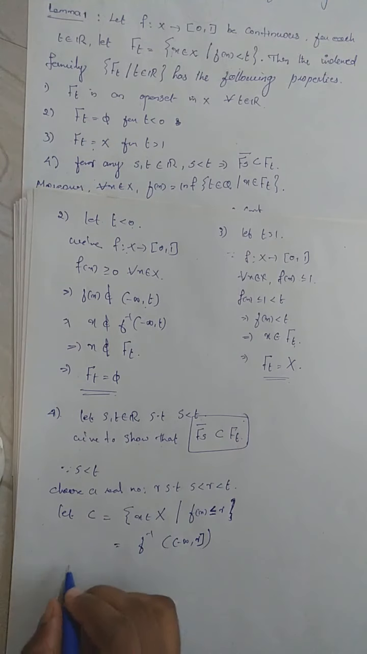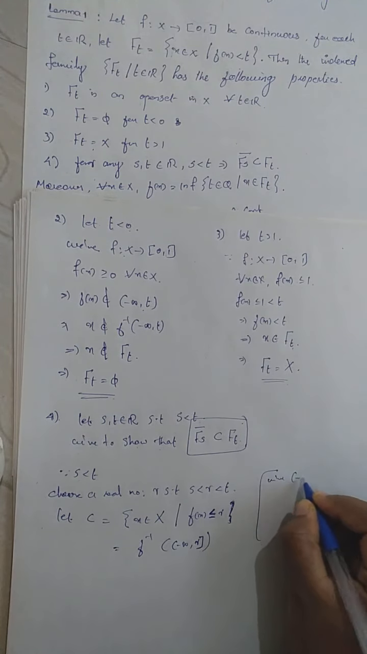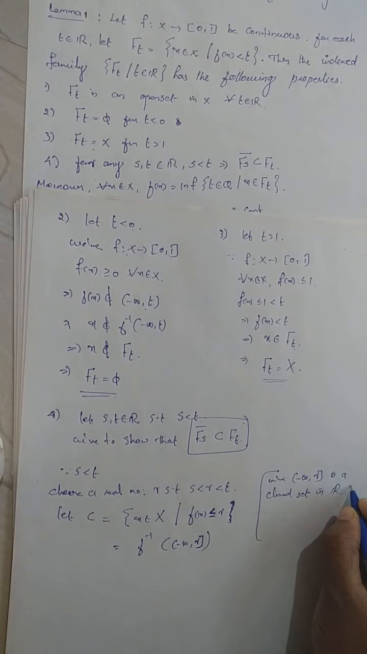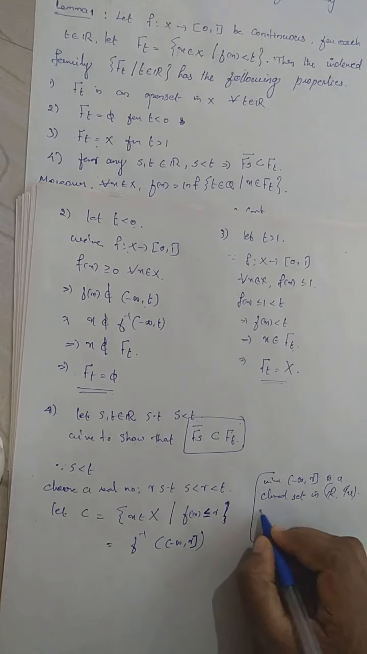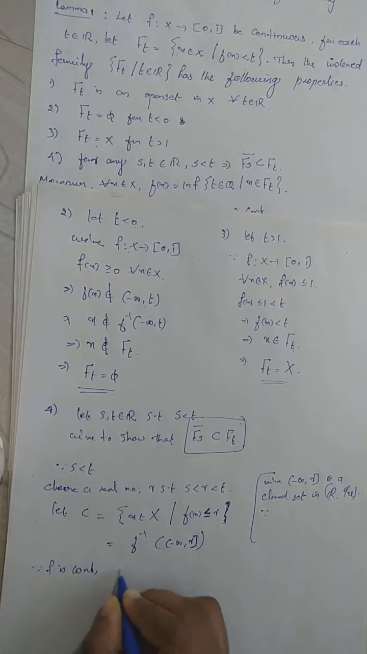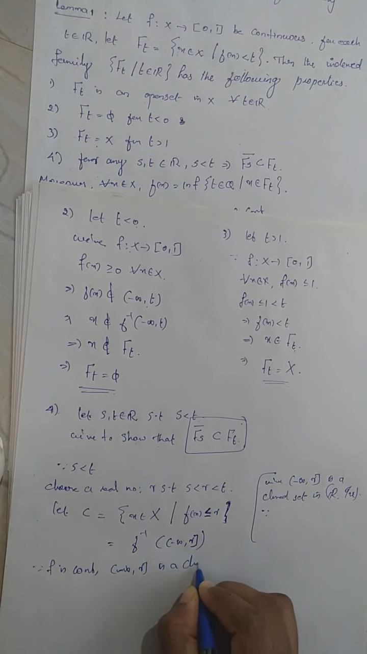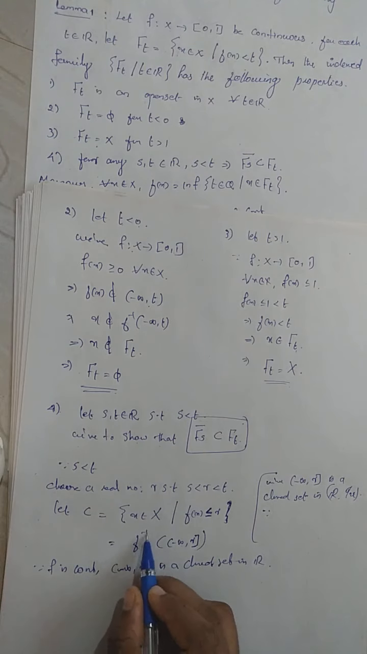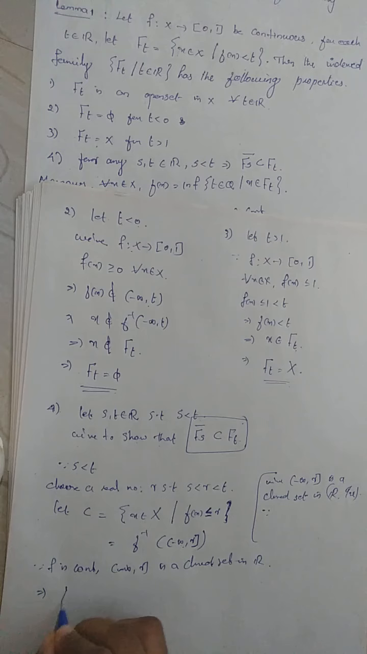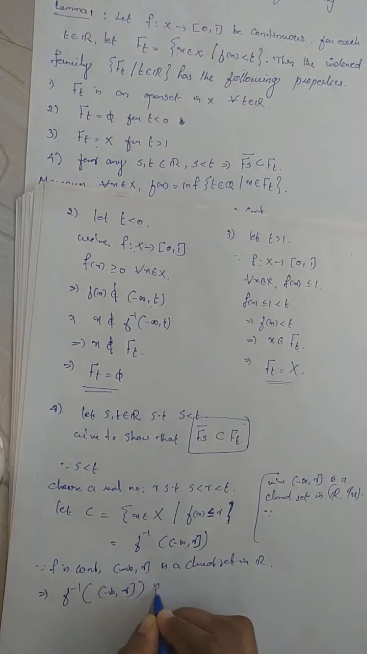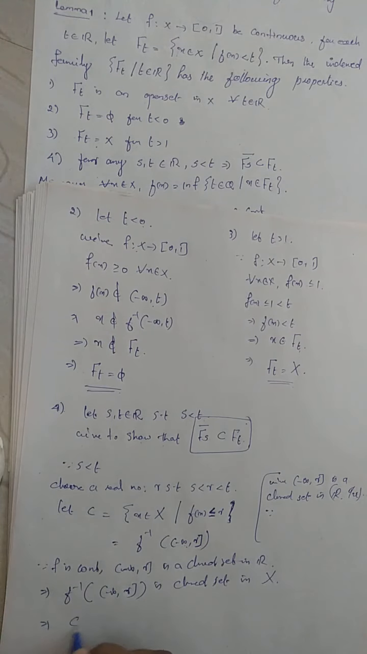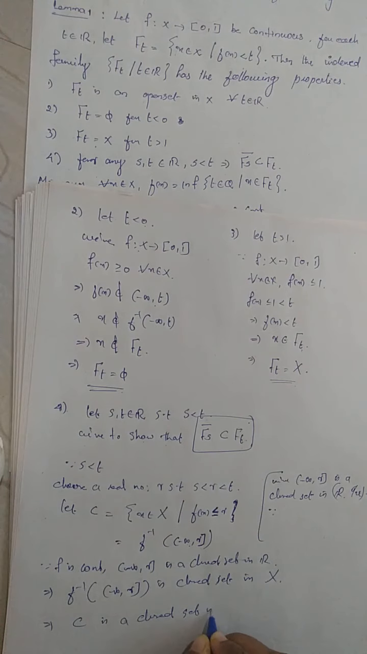Okay. Now consider this set. We have the interval of the form minus infinity to r, closed, which is a closed set in the real line with the usual topology, the standard topology. And since f is continuous, you know, a function is continuous if and only if the inverse image of a closed set is closed. Therefore the inverse image of a closed set will be closed, which implies f inverse of minus infinity to r, closed, is a closed set in the domain capital X. And what is this? This is our C. So C is a closed set in capital X.